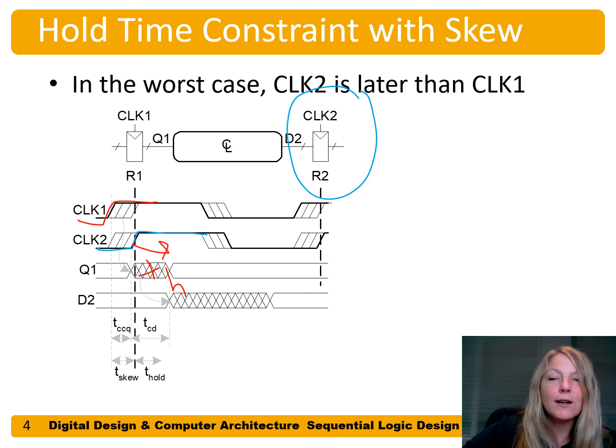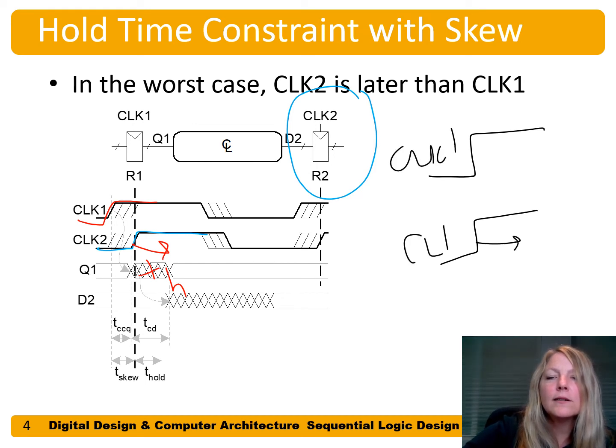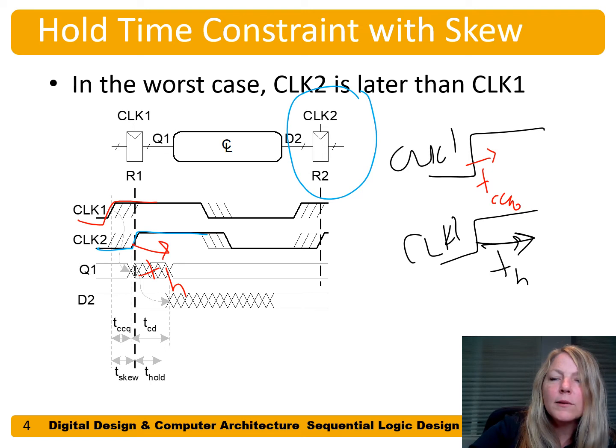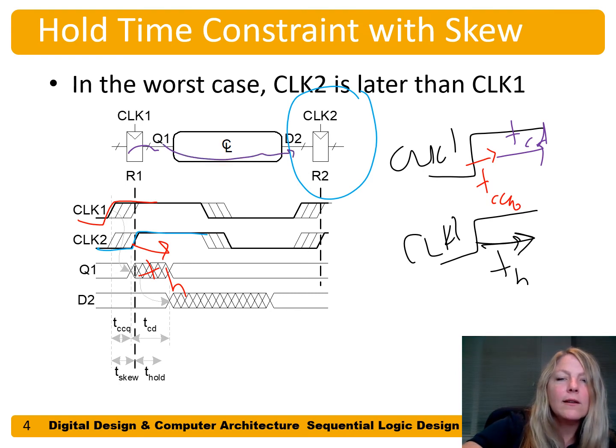But now it's gotten worse. When they were coincident, clock 1 and clock 2 were the same, it had some hold time constraint here, T hold. We had to make sure that clock 1 was driving our data out. We had to make sure that a fast path, TCCQ plus T contamination delay, the path to get from here to here, was not so fast that it was shorter than T hold. Otherwise it would start changing D2 here.